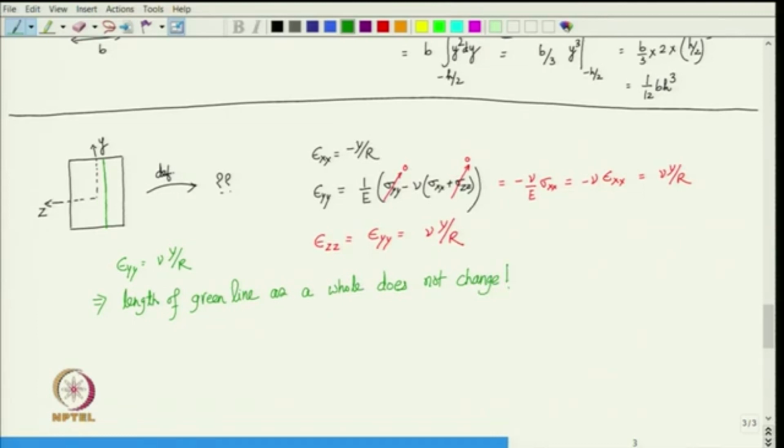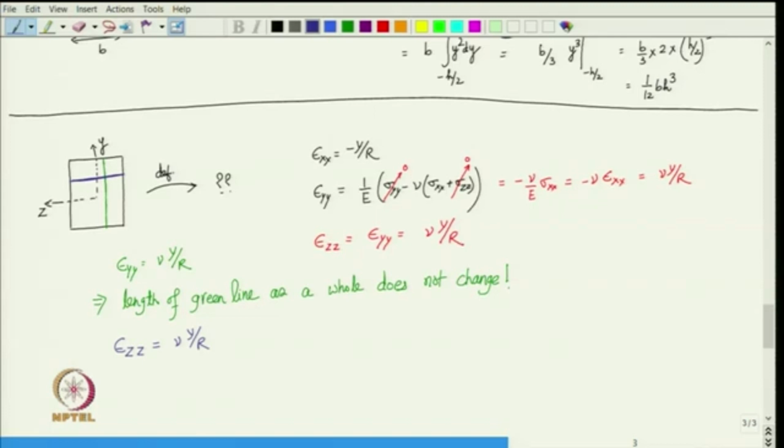Okay. What can we think about a line which is along the z axis? Let us think about that. So, think of a blue line here. If you want to know the change in length of the blue line which is along the z axis, we have to think of epsilon z z, right. So, now epsilon z z, which is equal to epsilon y y, is also nu times y over r. But you see, for the blue line, every point of the blue line has got the same y coordinate.